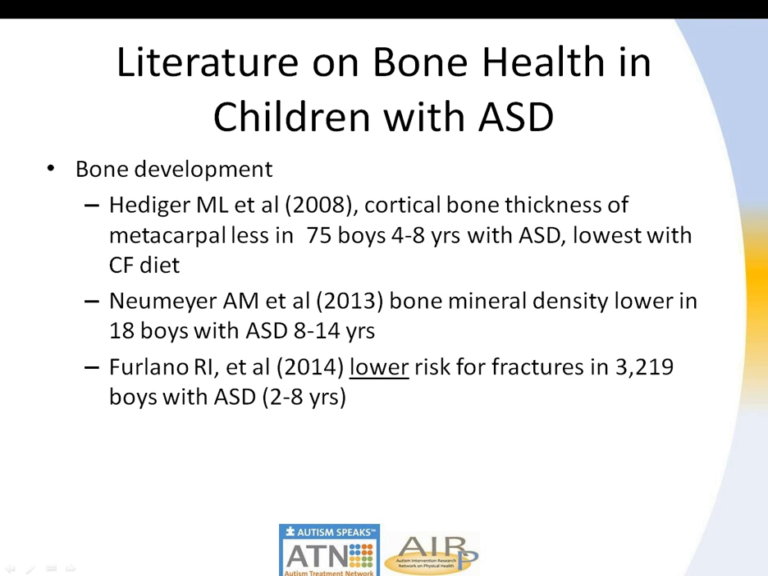There have been a few studies published in regards to vitamin D and bone health in children with autism. Hedegaard found that the metacarpal cortical bone thickness was lower in 75 boys with ASD aged 4 to 8. Thickness was actually lowest in those who were consuming a casein-free diet. In 2014, Neumeyer published results showing that 18 boys with ASD aged 8 to 14 had lower levels of vitamin D and bone mineral density compared to boys without autism. And then there was a cross-sectional study by Furlano who found a lower risk of fracture in a group of 3,219 boys with ASD aged 3 to 8 compared to matched controls.